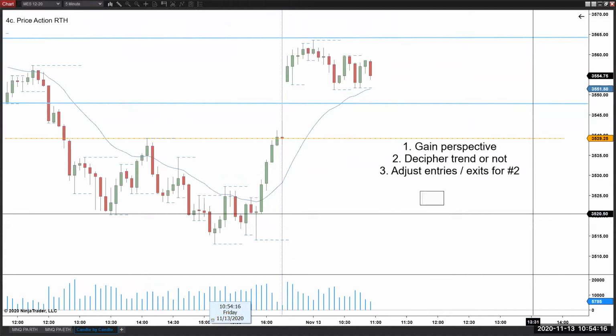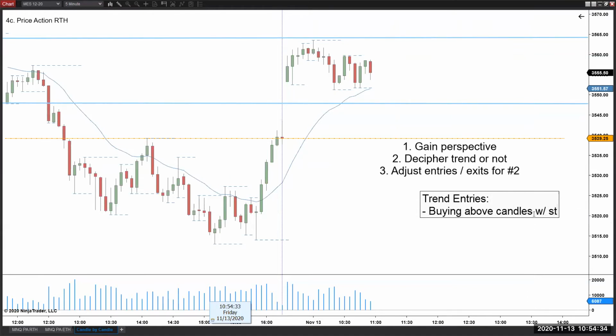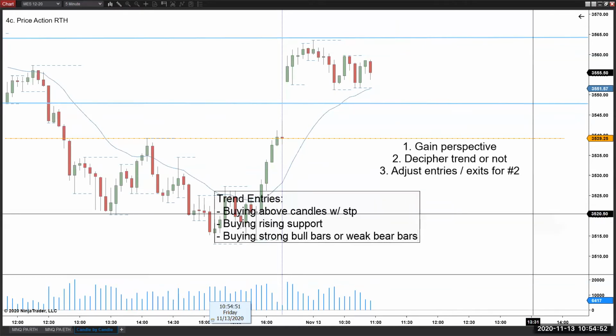Now, this is where we can subdivide this a little bit further, because if we break this down into trend entries, they will have different rules. So with trend entries, you want to be buying above candles with stops usually, buying rising support, buying strong bull bars, or weak bear bars. That's fine too.